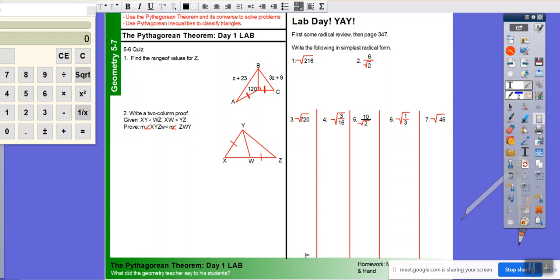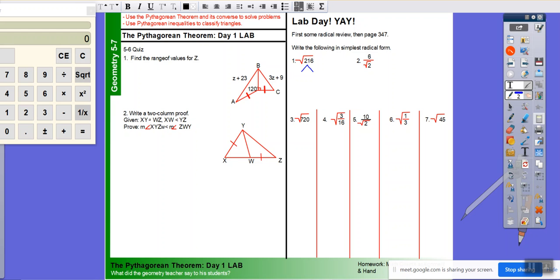All right. So simplest radical form, again, is a way of showing an exact answer. Now, decimal equivalents are very, very good. They're excellent. They're super close. But if you ever needed an exact answer, you'd have to keep the square root around. So when you are finding the simplest radical form, we need to find a factor that is a perfect square.